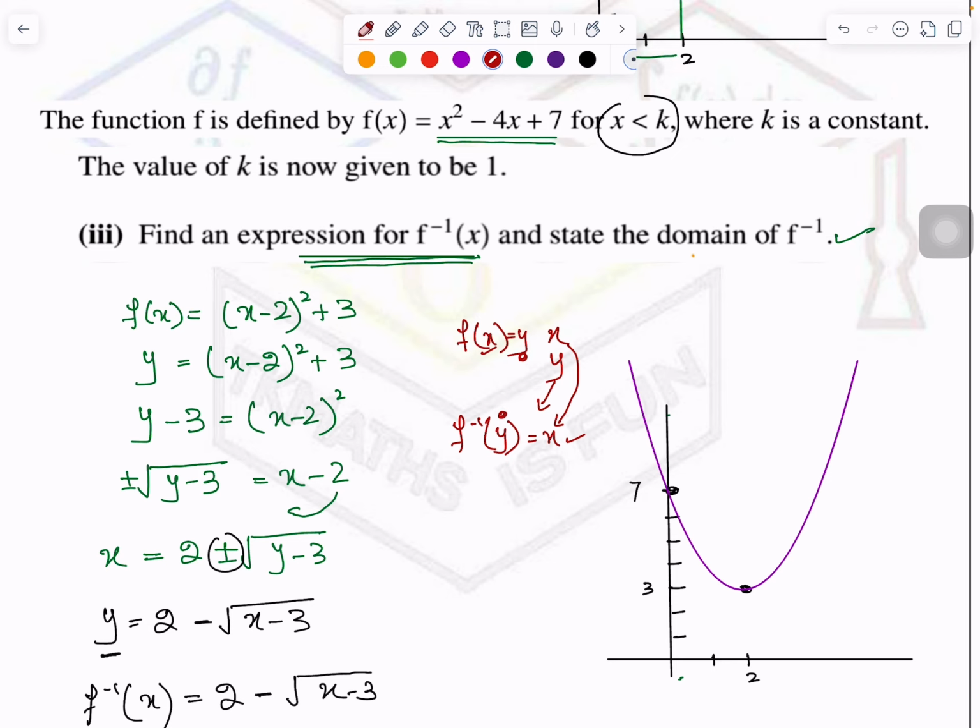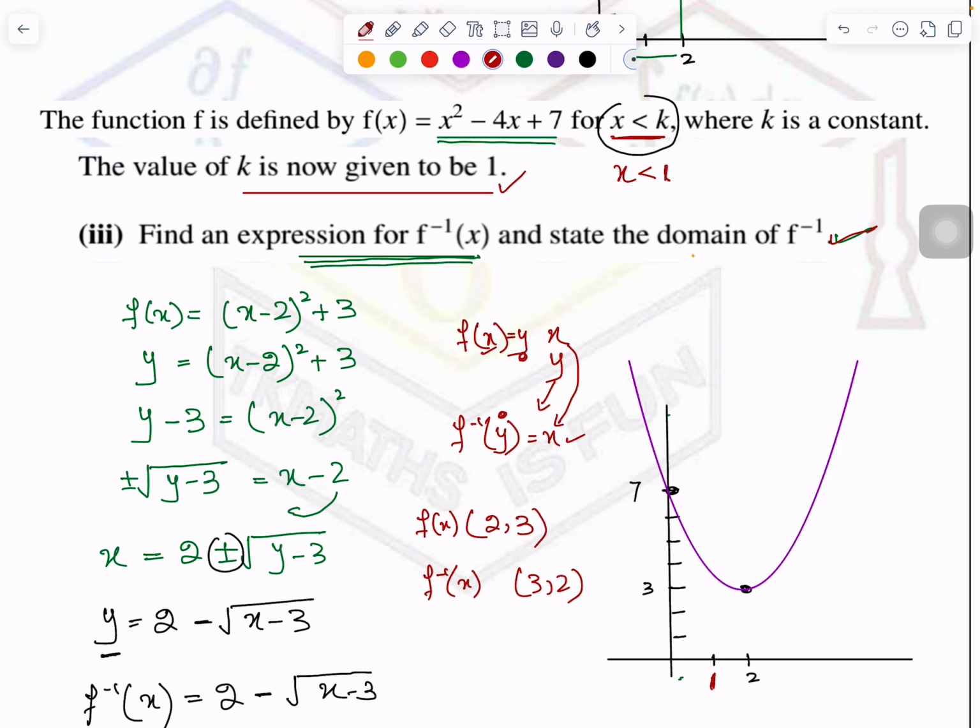So I hope you understood that if 2 and 3 are my domain and range of the function, then for the inverse function it will be 3 comma 2. This is what I mean: they are reflections in the line y equals x. But at the moment the question is saying if your k value is 1 now. Now what is my k value? Here, which we got in the earlier case, 2. But if my k value is 1, let me see here, x is less than 1, right? Taking this part.